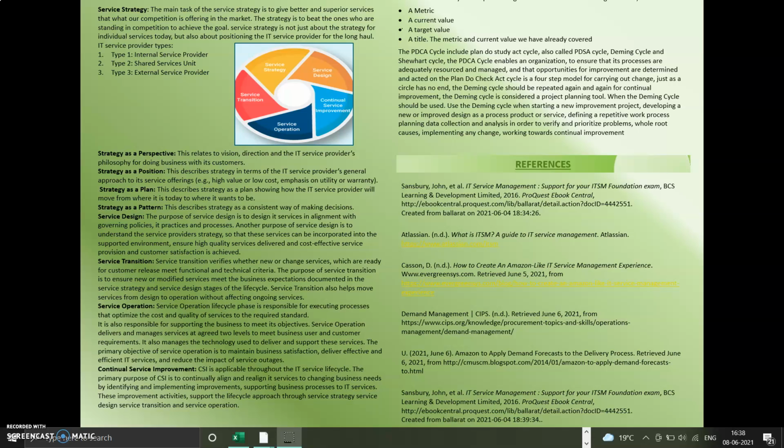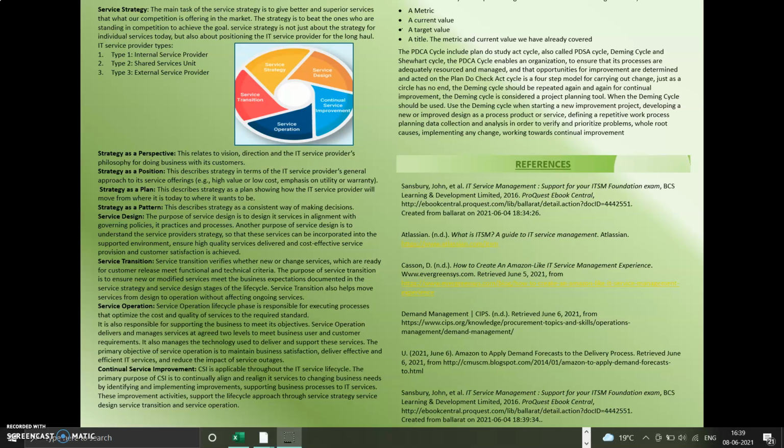Service operation is that phase of the life cycle which is responsible for executing processes that optimize the cost and quality of services to the required standards. I would like to give an example here. The primary objective of the service operation is to maintain business satisfaction, customer relationship, deliver the goods very effectively, and all the IT services hence become efficient.